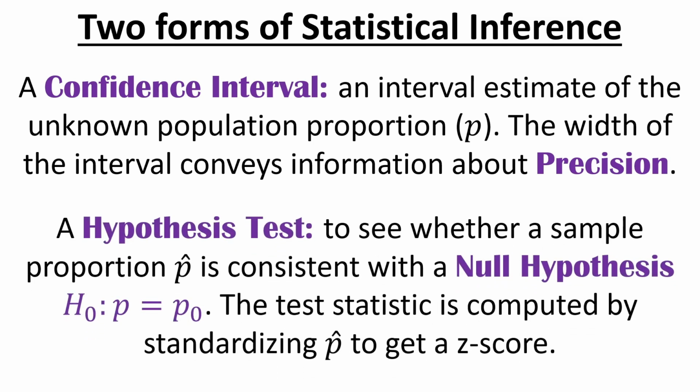The other thing we can do is we can conduct a hypothesis test. And so what these are for is to see whether a sample proportion is consistent with a null hypothesis. And so here I'm writing the null hypothesis as the true proportion p is equal to p0. So that's going to be some value that will be specified. The test statistic here is computed by standardizing p hat to get a z-score, and then we can calculate areas and probabilities using a standard normal z-table.